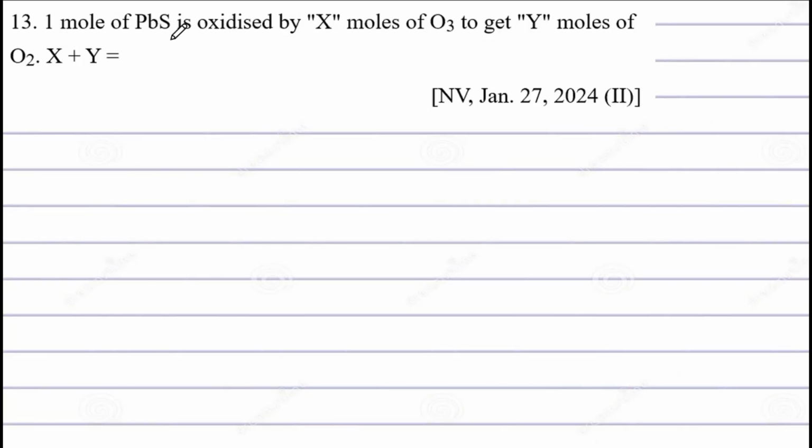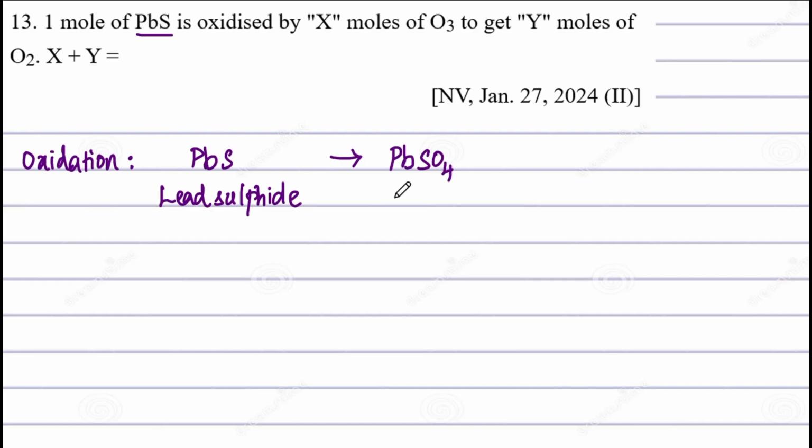Next question is, 1 mole of PbS is oxidized by X moles of O3 to get Y moles of O2. X plus Y is. So here oxidation of PbS, that is lead sulfide, takes place. So let us write the oxidation half reaction. Lead sulfide is oxidized, that is addition of oxygen takes place and it is converted to lead sulfate. So we know oxidation is loss of electron. So how many electrons are lost?